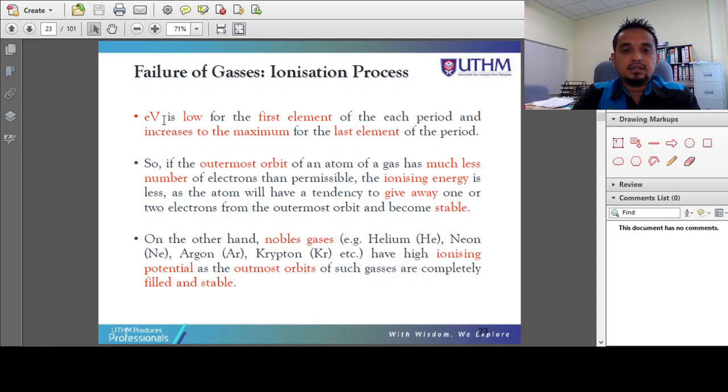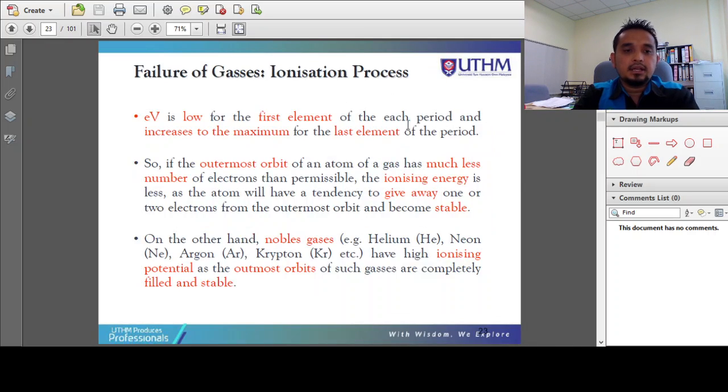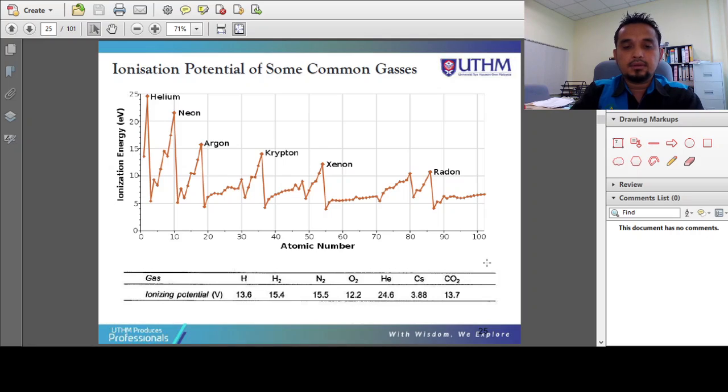Electron volt. By looking at the periodic table, we have elements 1 to 18. Here the electron volt is low for the first element of each period and increases to the maximum for the last element. Why is the electron volt low at the first and high at the last element?